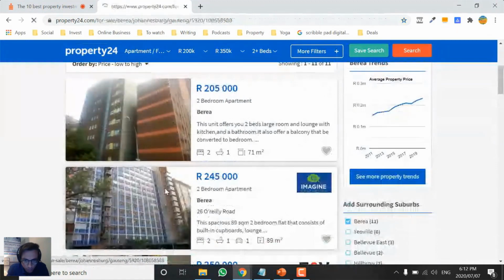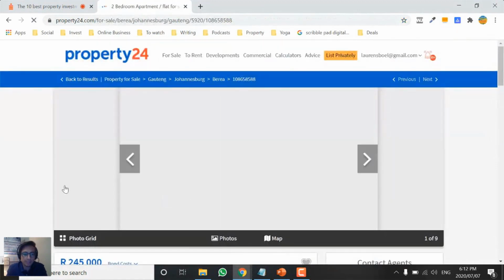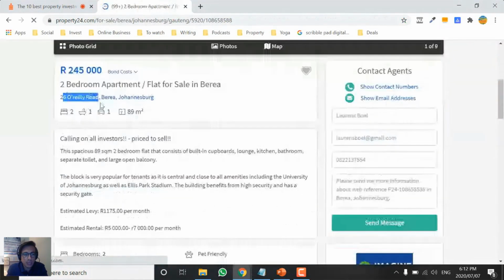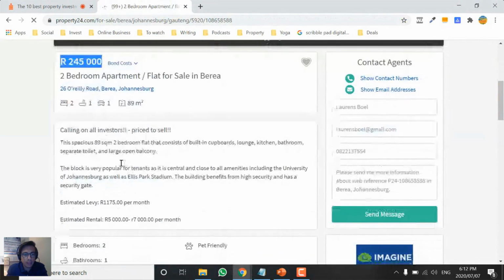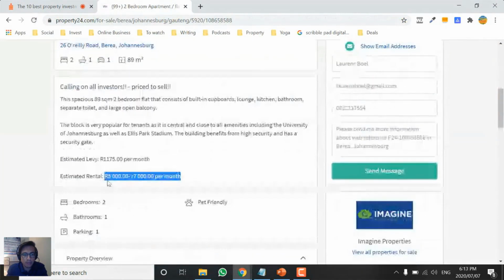I know that this one's off the market if I'm not mistaken, but let's have a look at it. So here you can see a purchase price of 245, and here you've got an estimated rental of 5,000 to 7,000.